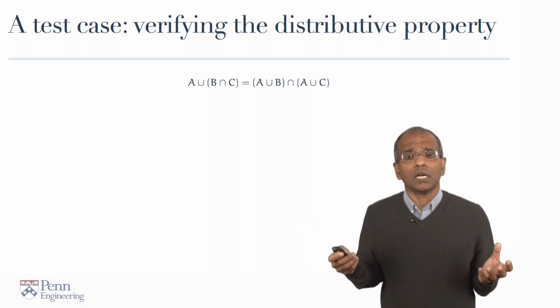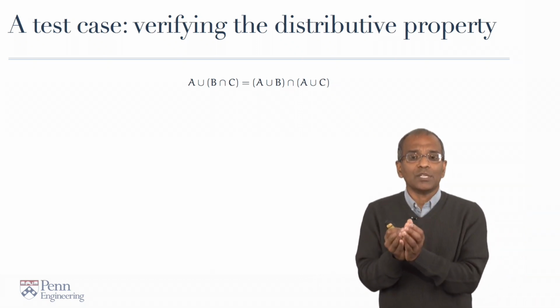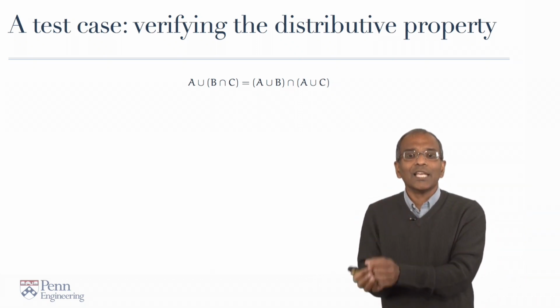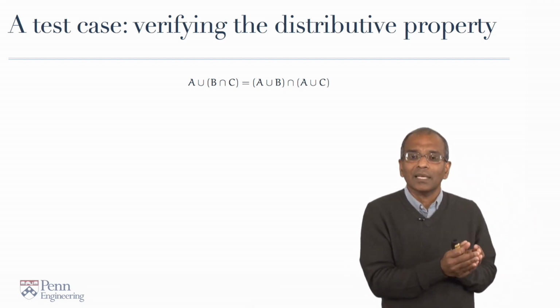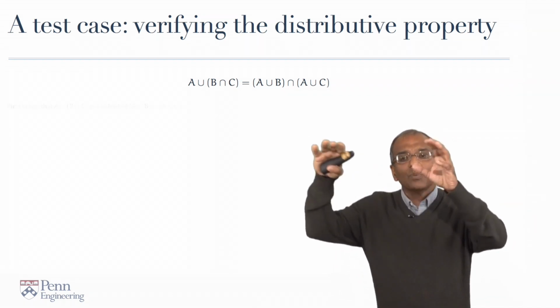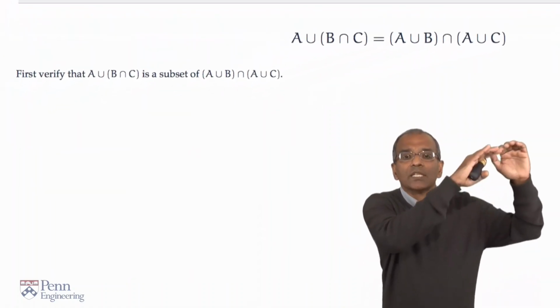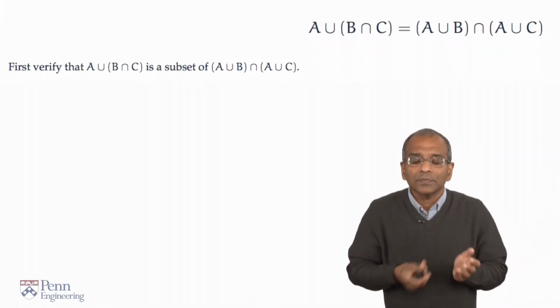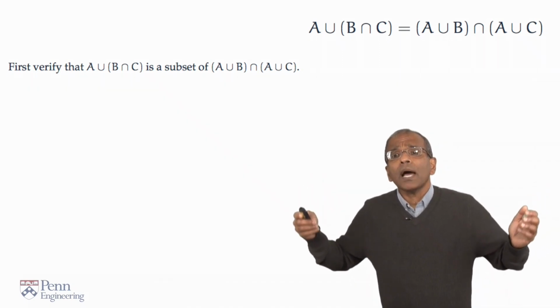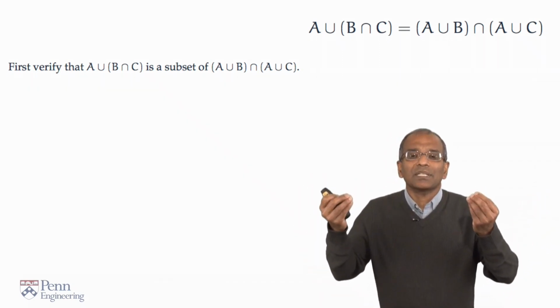Well, let's first start by showing that every element, omega, on the left-hand side is also in the right-hand side. If that is the case, then the set, which is this complicated-looking thing on the left-hand side, must be a subset of the set which is on the right. So let's begin by picking a test element.